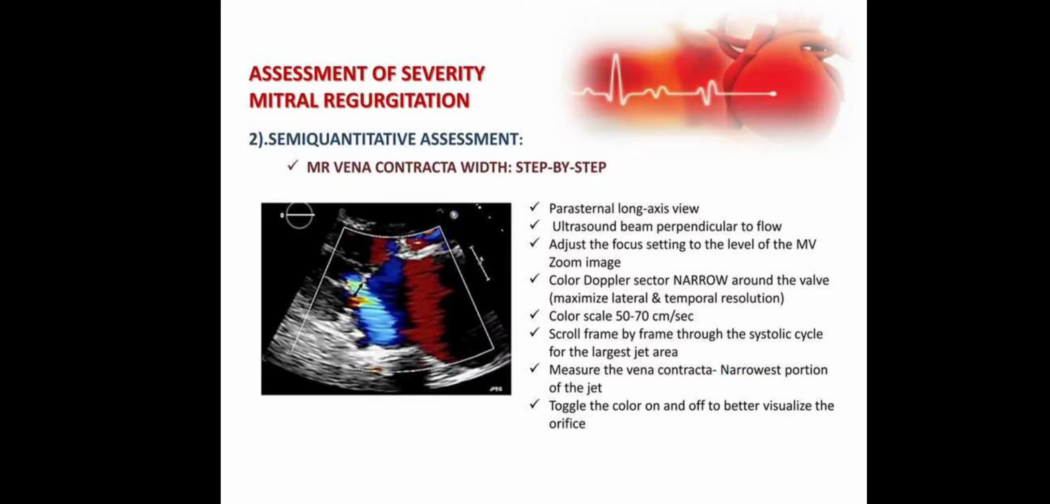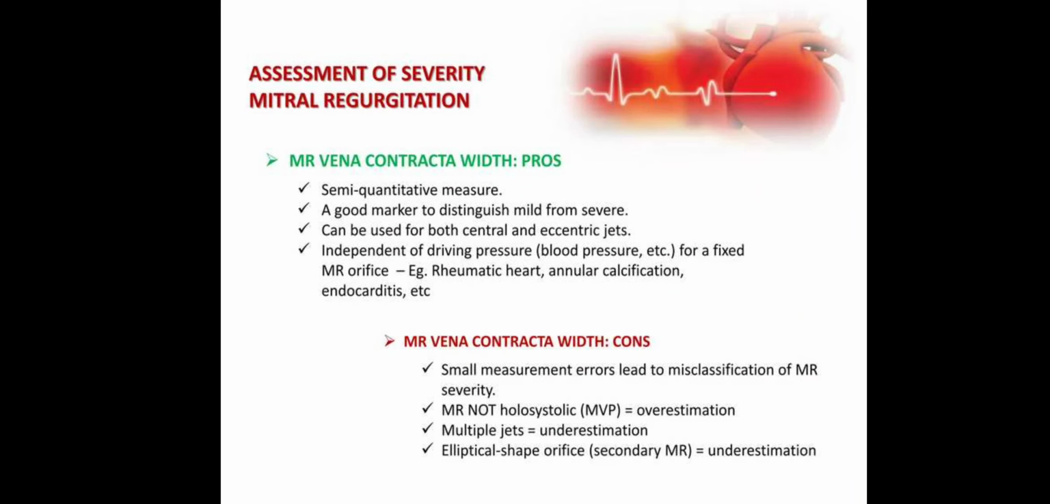Okay. Then MR vena contracta width, how to get it step by step. In the parasternal long axis view, the ultrasound beam is perpendicular to the flow. Adjust the focus setting to the level of the mitral valve, zoom the image, narrow the color Doppler sector around the valve, maximize lateral and temporal resolution, and set the color scale to 50 to 70 centimeters per second. Scroll frame by frame through the systolic cycle. For the largest jet area, measure the vena contracta, the narrowest portion of the jet. Toggle the color on and off to better visualize the orifice.